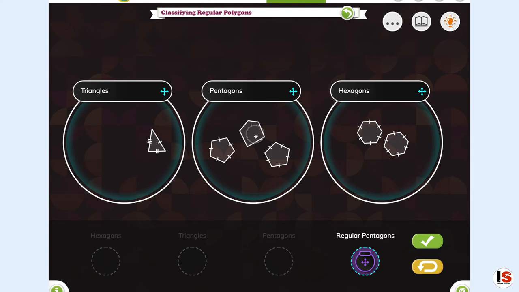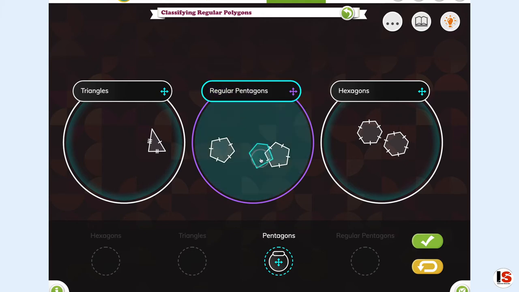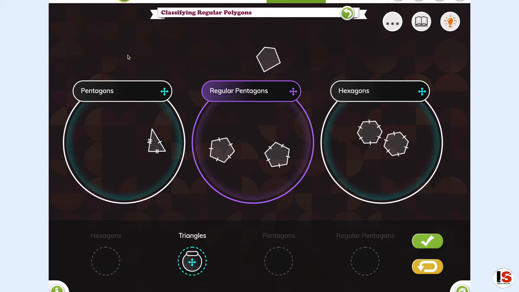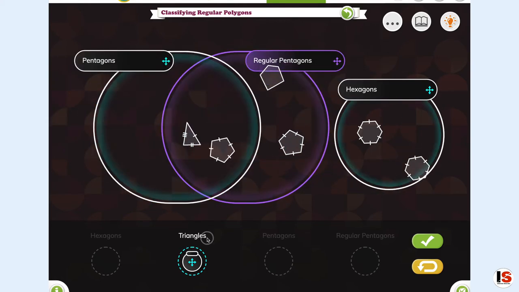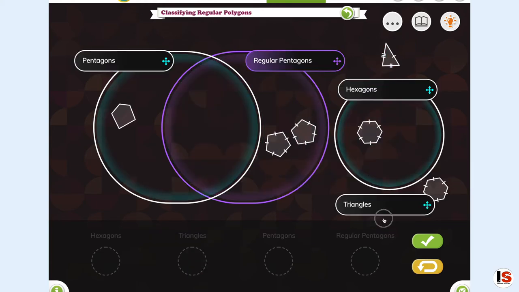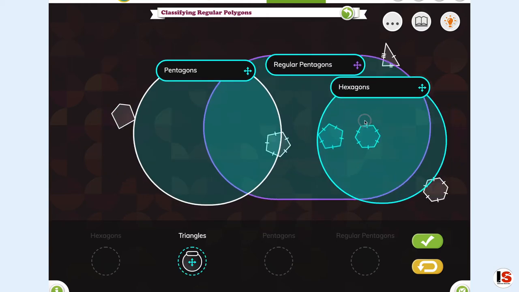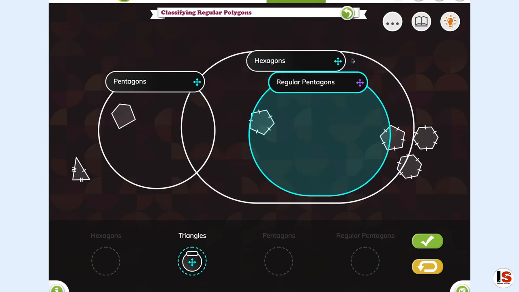Okay, we need regular pentagons in two. But I think we can just put one in, right? That instead, and then move that one out. This is confusing. So then, okay, wait, regular pentagons and pentagons. Okay. So here we have pentagons, and then here are regular pentagons. So both of those combine, and then can we make this like smaller? Oh, okay. And we need triangles. Just gotta move it. Okay.